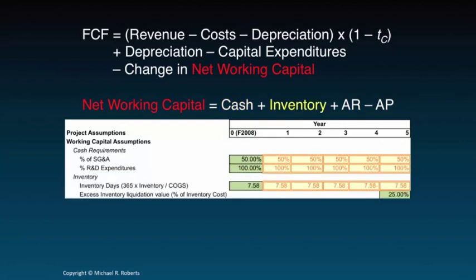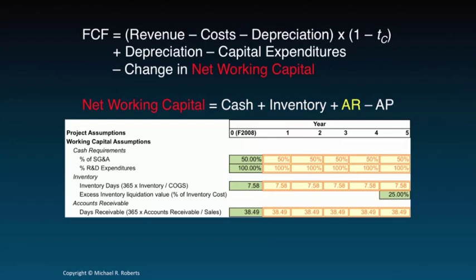My inventory forecast is based on inventory days or turnover. How long does it take to get inventory in and then out? I'm going to assume that that's 7.58 days, which, by the way, is very fast. You have to look to a company like Dell for that kind of turnover. And finally, I want to recognize that at the end of this, I'm going to have some inventory left over, which I assume I can get 25 cents on the dollar for. At that point, it's going to be fairly obsolete. I might want to scrap it. I might want to sell it on some secondary market. So I'm going to assume 25 cents on the dollar for that remaining inventory at the end of this project.